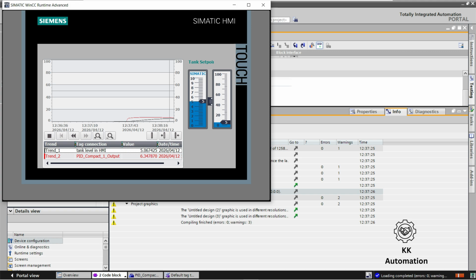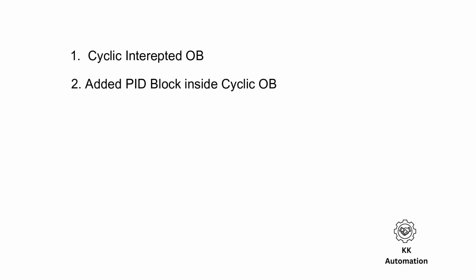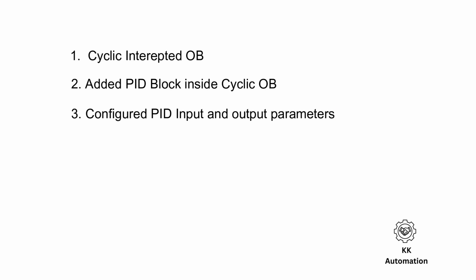Let's quickly summarize what we did today. Created a cyclic interrupt OB running every 1 millisecond, the right environment for PID, added the PID_compact block inside it, connected the setpoint and process value inputs, configured the controller type, input/output selection, and process value limits, downloaded and verified it, running in automatic mode. The PID controller is now active and already improving our control behavior, all without writing a single line of code. That's the power of TIA Portal's technology objects.